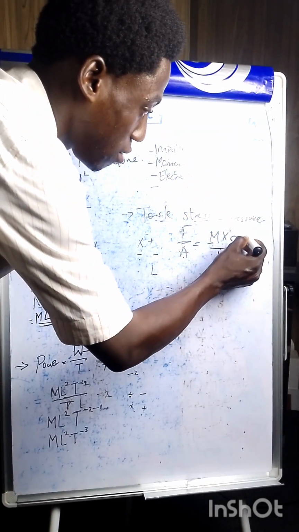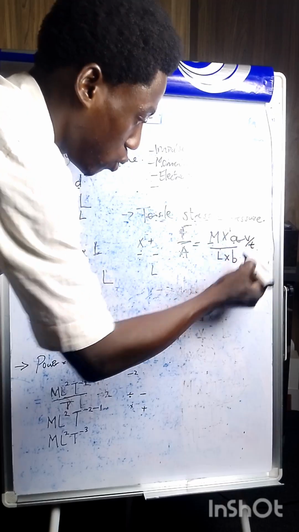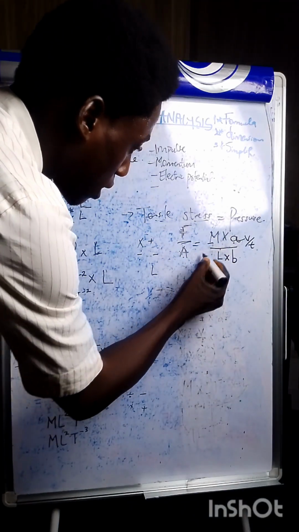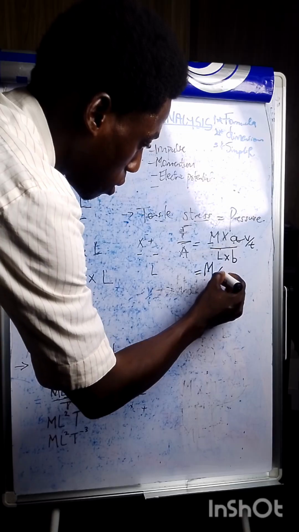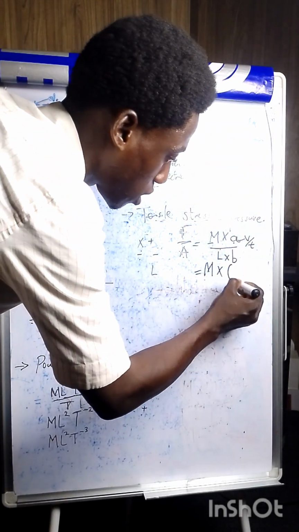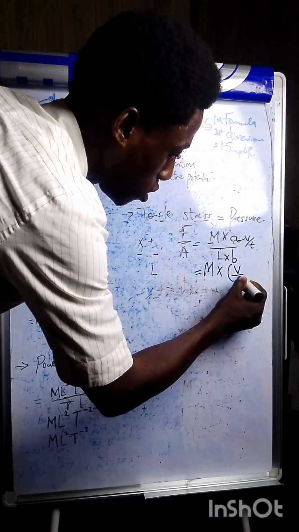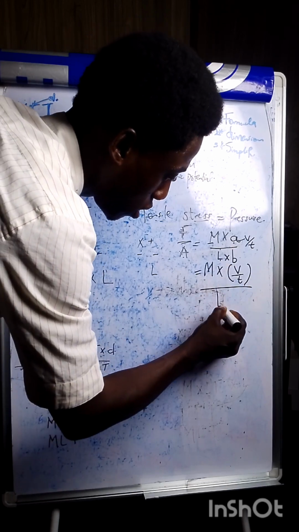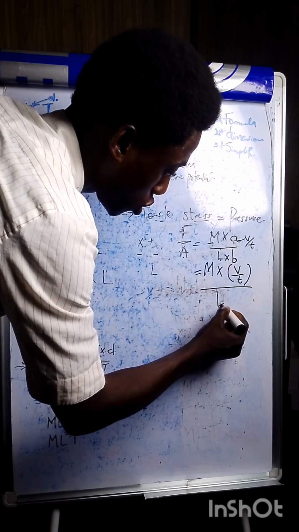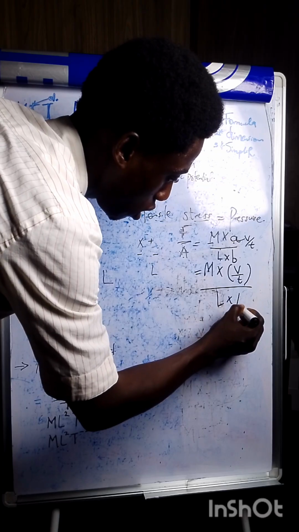This acceleration is the rate of change of what? Velocity with time, right? So meaning that I'll continue, so mass multiplied by my acceleration is the rate of change of velocity with time. Coming back to my length, the dimension of length remains length. The dimension of breadth is length.